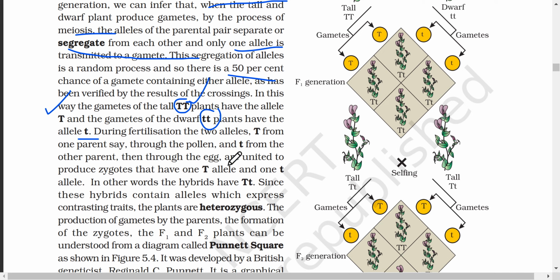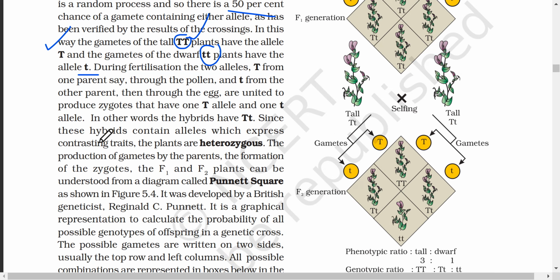During fertilization, two alleles, capital T from one parent through the pollen and small t from the other parent through the egg. So it's just saying, for example, हमने एक pollen ले लिया, एक egg ले लिया, not necessarily हमेशा ऐसे होगा, are united to produce zygotes that have one capital T allele and one small t allele. Zygote में दोनों थे. In other words, the hybrids have this. Since these hybrids contain alleles which express contrasting traits, the plants are heterozygous.